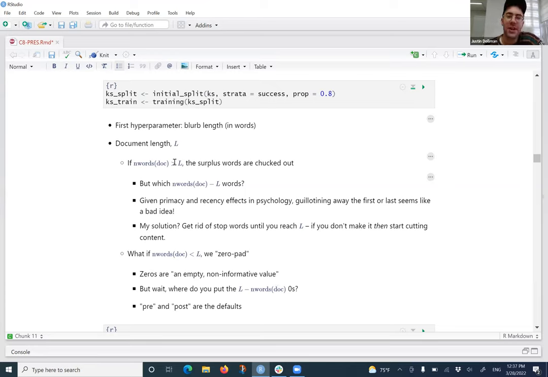And I guess there's an engineering answer that this just has to be done. Just for the way these models are built, we have to choose an L, we have to choose a document length. There's no way around it. So we just have to deal with it. These are just ways of dealing with having a fixed document length.